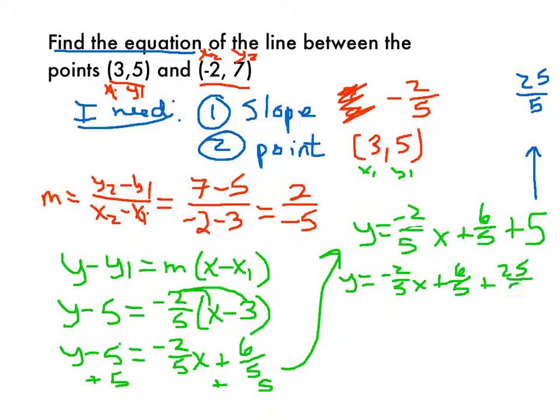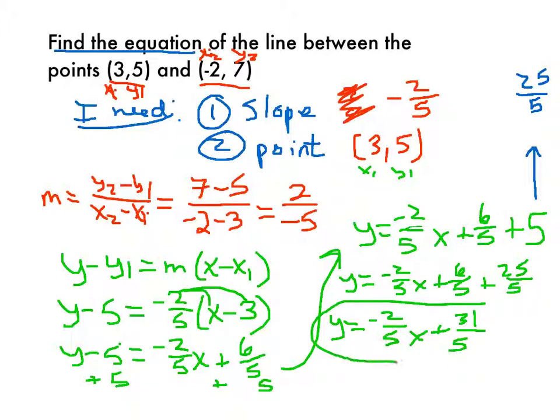Now if what I did there, changing 5 so it's 25/5, is something that you are totally confused on, you must go back and review it, or let me know as soon as possible and I will review it. But that's something that should be done automatically now. Shouldn't even be a second thought. So once I converted it, now I can combine those: -2/5 x plus 31/5, since 6/5 plus 25/5 is 31/5. So this is my formula. This is the equation of a line that is between those 2 points, (3, 5) and (-2, 7).